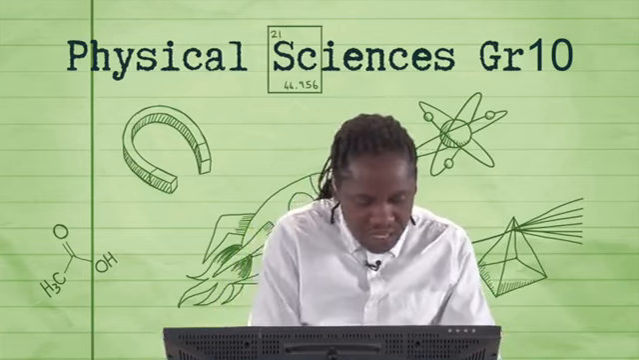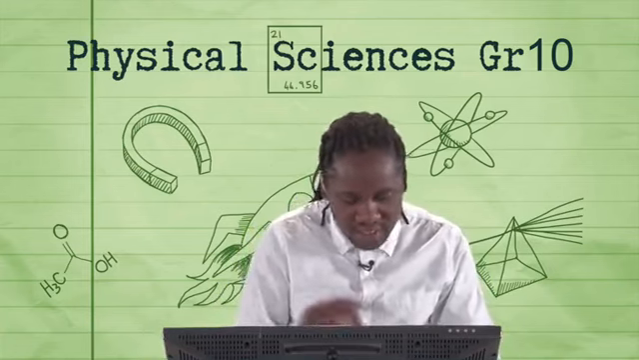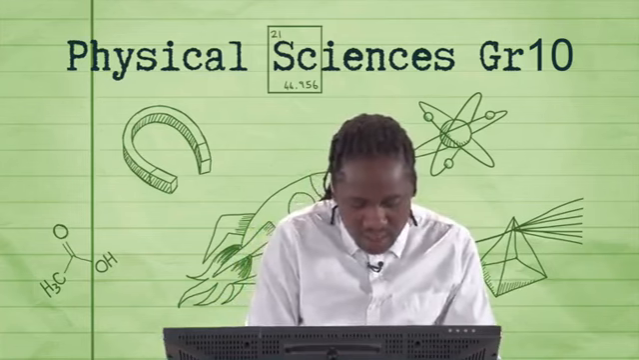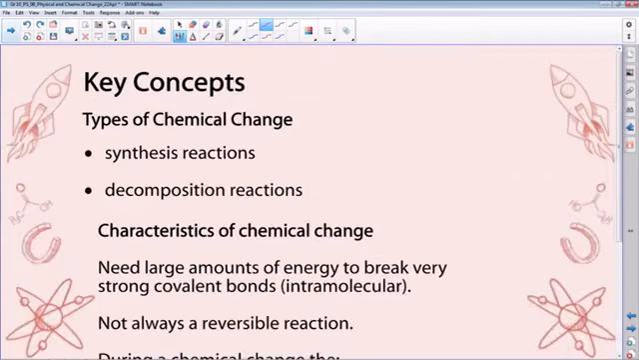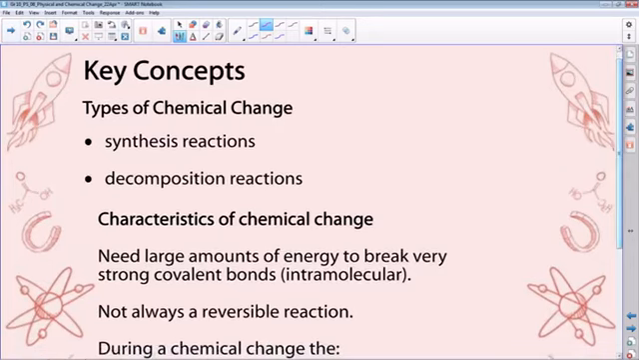Also, if you check, iron is generally a magnetic substance, and sulfur is non-magnetic in terms of physical property. But this new substance that we form is non-magnetic, although it consists of a magnetic and a non-magnetic component. New bonds have been formed. Now, this new substance has its own new physical property. Right. Okay. Now, there are two types of chemical changes that we must know at this level.